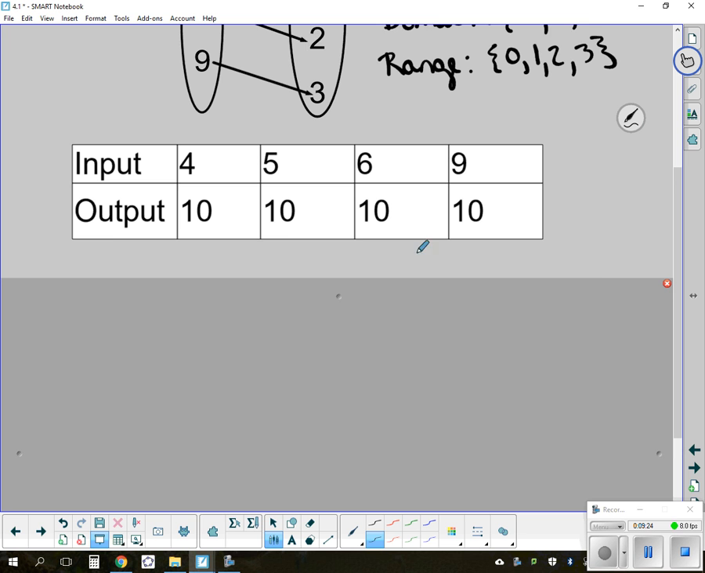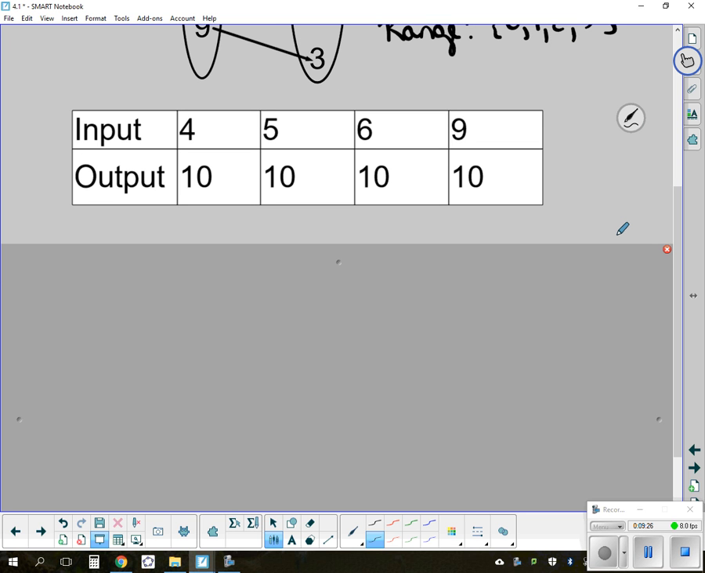Okay, same instructions. Now we're looking at it in a table, is this a function? Does each x, each input value, have exactly one output value? Maybe you don't like looking at it as a chart. Maybe you want to make it into ordered pairs. Maybe you want to make a mapping out of it. You can do that. That's fine. Let's look at it as a mapping.